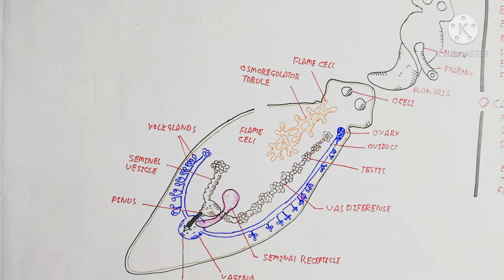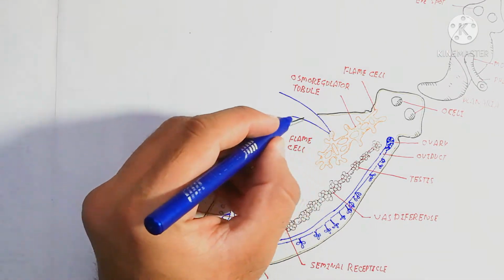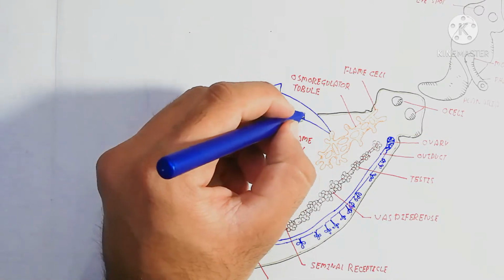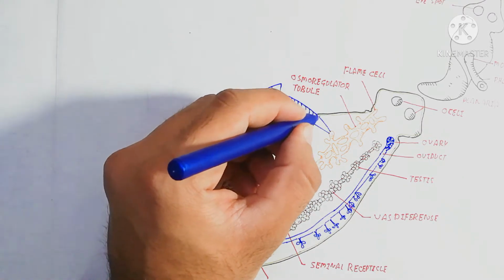And here is a flame cell. Let's talk about the flame cell. Flame cells contain cilia. The cilia move just like the flickering of a flame, so that is known as the flame cell.